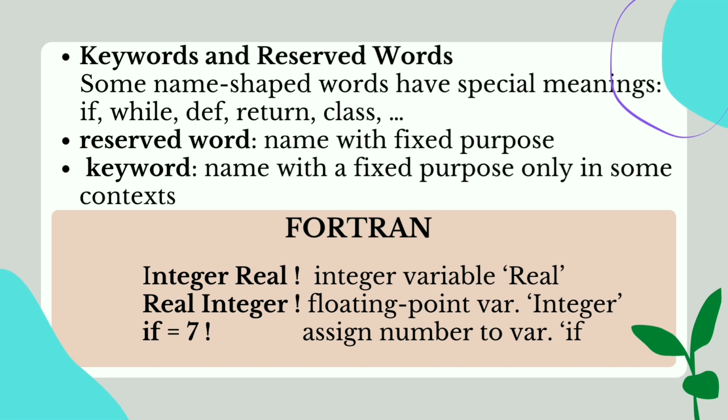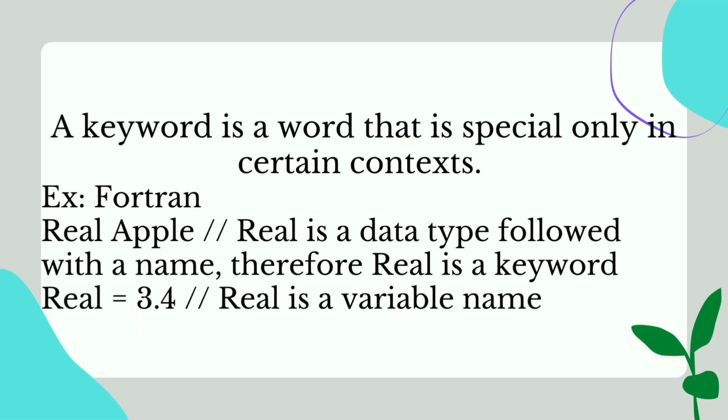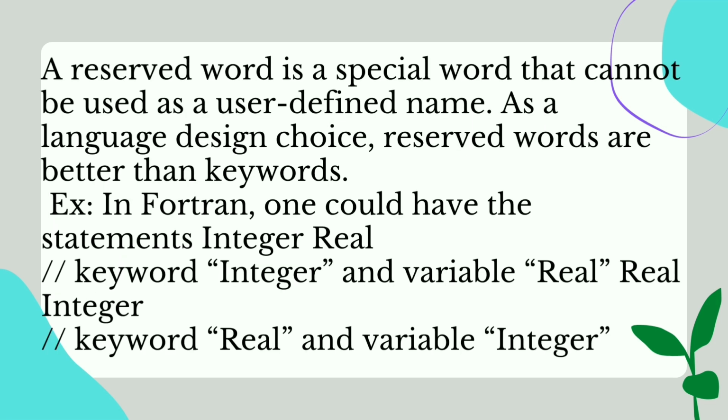In Fortran: integer real, integer variable real. Real integer, floating point variable integer. If equals 7, assign number to a variable if. So, a keyword is a word that is special only in certain contexts. Example, in Fortran, real apple: real is a data type followed by a name, therefore real is a keyword. Real equals 3 and 4: here real is a variable name.